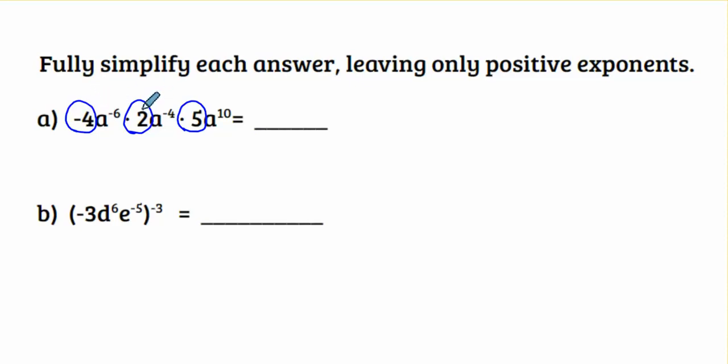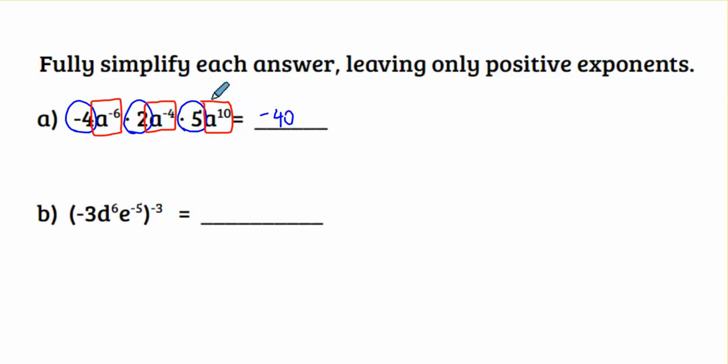This is plain old 2, this is plain old 5. So we just multiply those together. -4 times 2 is -8, and -8 times 5 is -40. So that should be the whole number. Okay? Now we deal with our variables. So we have a to the -6, we have a to the -4th, and we have a to the 10th.